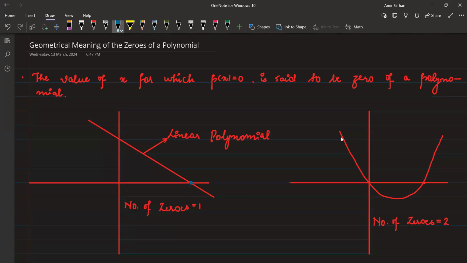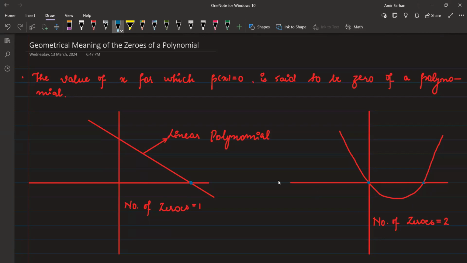Okay, next is this graph. You can see this graph is cutting at 2 points. Yes or no? This is one x-axis intersection and this is the second intersection. Yes, sir. It means that the number of zeros will be 2. Yes or no? Yes, sir. Clear?